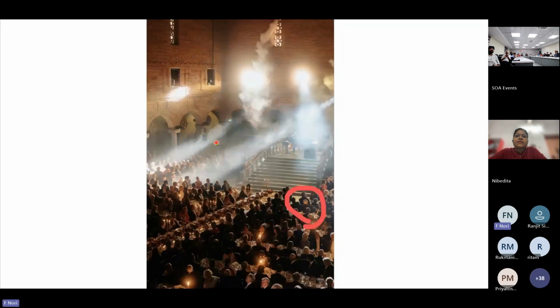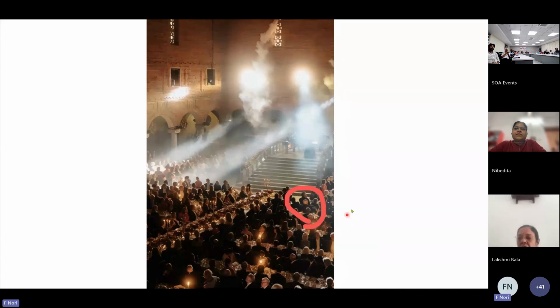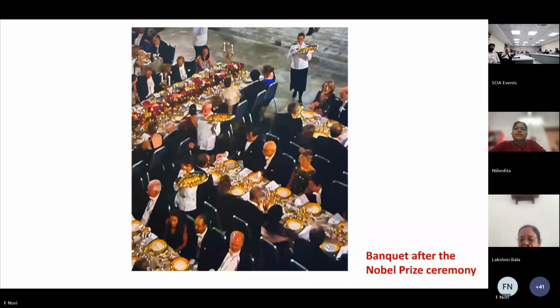And then, so here it is. My daughter put this on here. So the person without hair there, that's myself. And then here's the physics people, and then the chemistry, and then the medicine, and the economics, and then there's also literature. And those are the concert, and then afterwards there are something like 100 waiters distributing food all over here. This is the banquet after the ceremony.